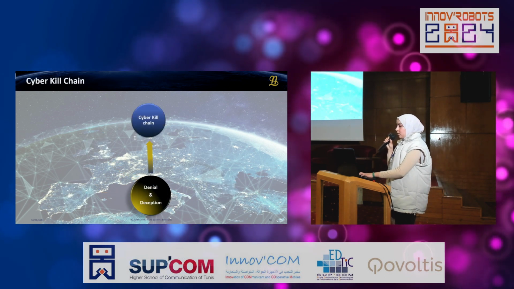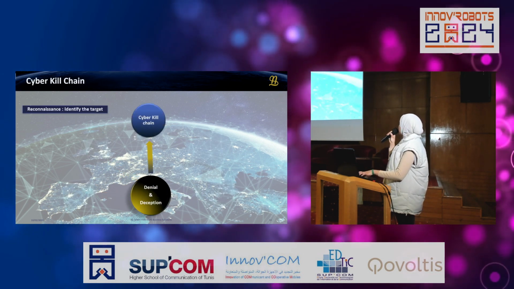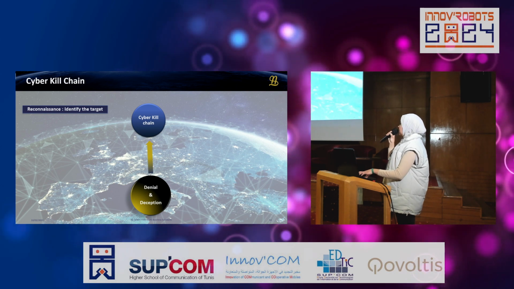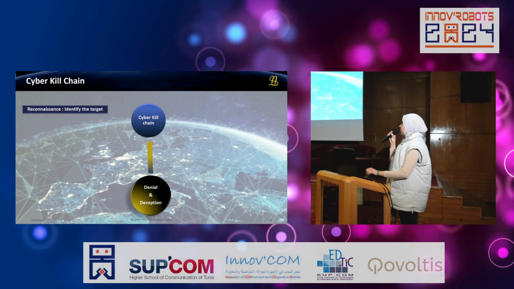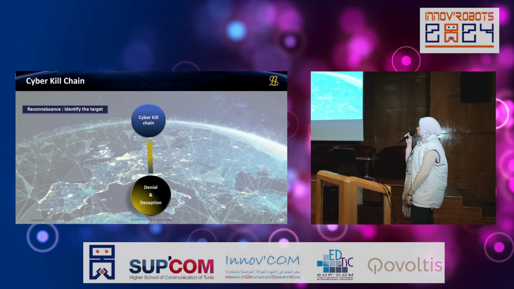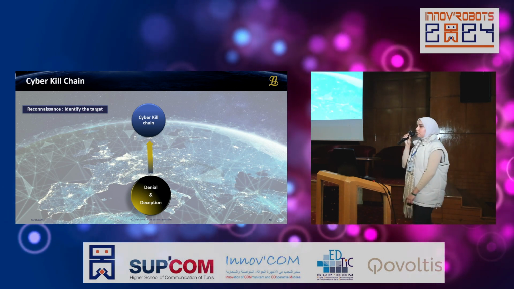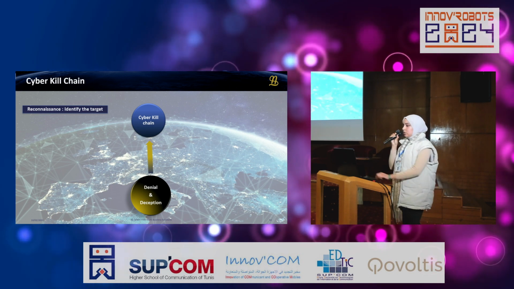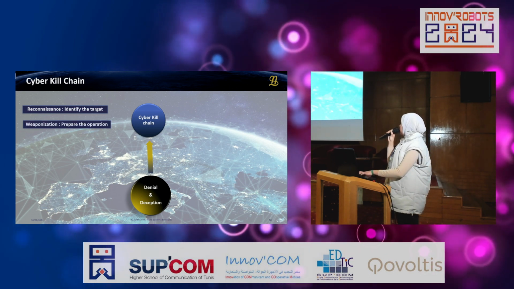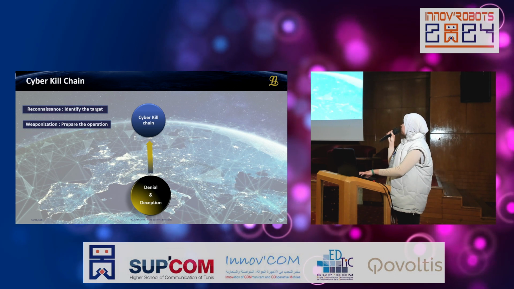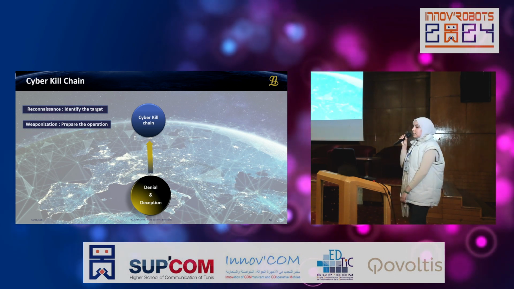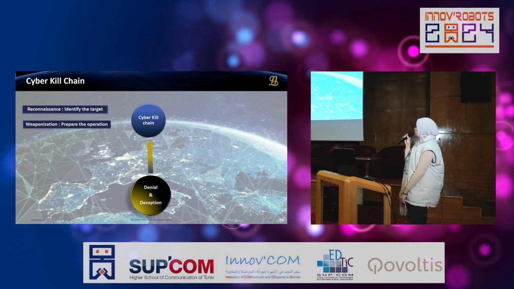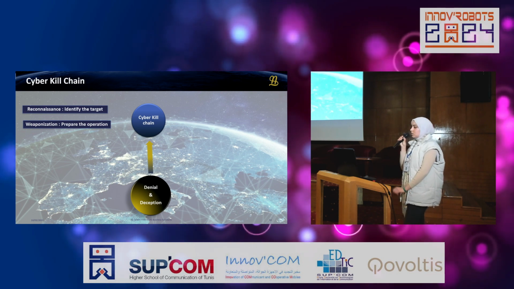So first of all, for the cyber kill chain, we have 7 stages. The first stage is reconnaissance, which means to identify the target. Here, the attacker will use some techniques to identify the victim and to collect intelligence from the victim. After that, the second stage is weaponization. Here we will prepare for the operation.